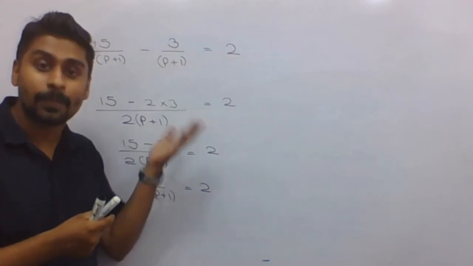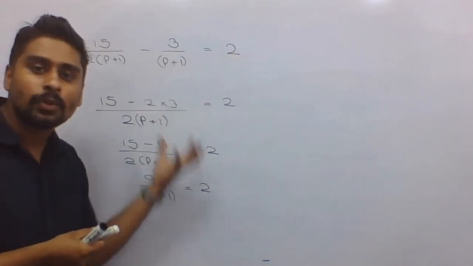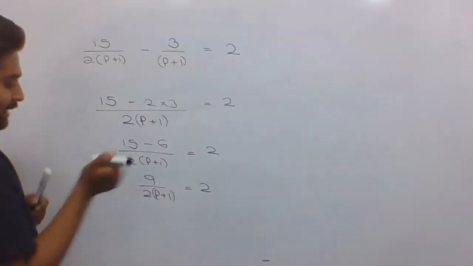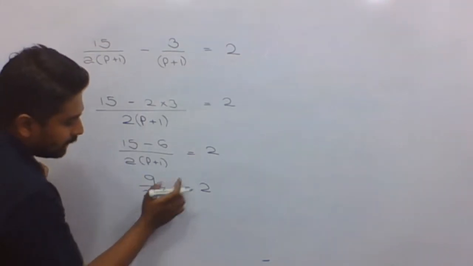That's why I have done that step also. Now I skip that step and I save time. Then you can multiply this part on both sides.